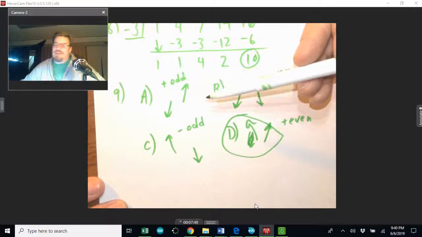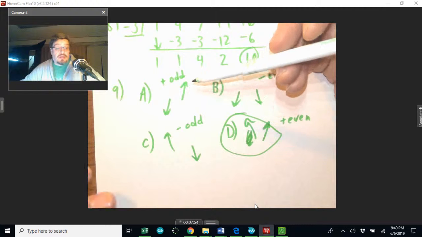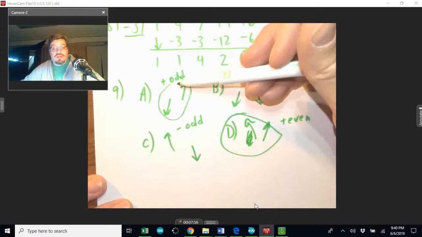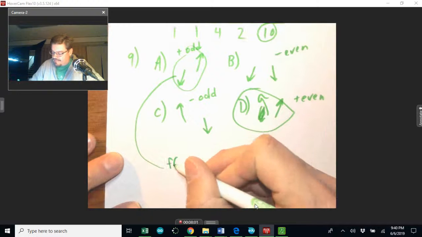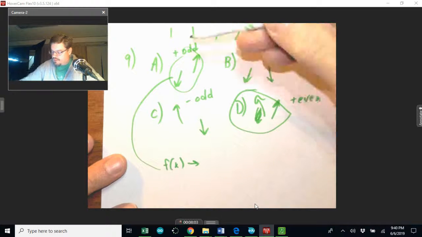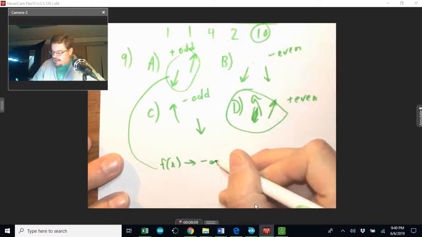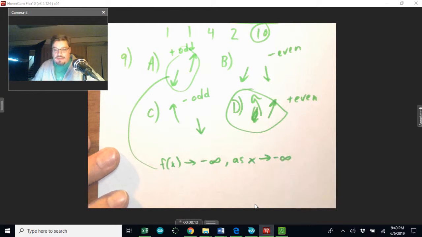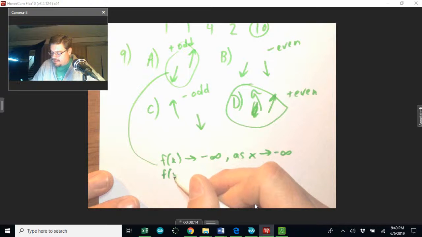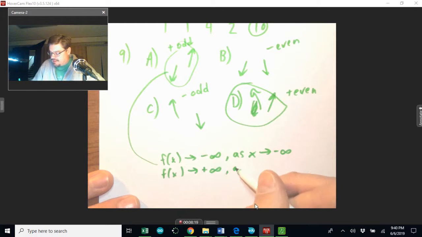I said even, I meant odd. It's a positive odd because 5 is odd. So it means that I'm looking for this. The way that I interpret this is f of x is going, I start with the left, it's going downwards, so he's going to negative infinity as x is going to the left. Then this here is going upwards as x is going to the right.